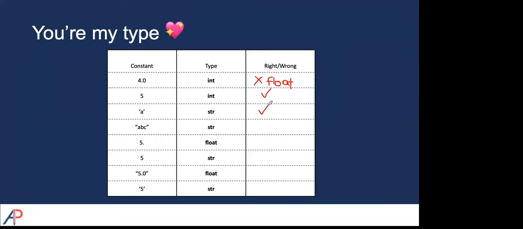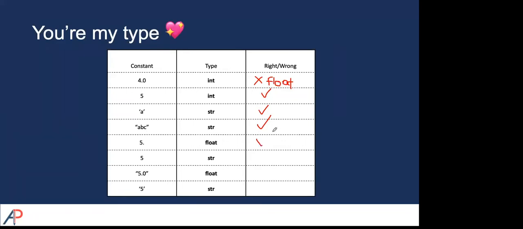So the second one, ABC in quotation marks, is that correct or is that incorrect? It's right. Good. So this is also a string. The next one, 5 point, I said it's a float. Is that correct or is that incorrect? Good, it's right. Because of that decimal right there, it is now considered a float instead of an integer, even though 5 is a whole number.